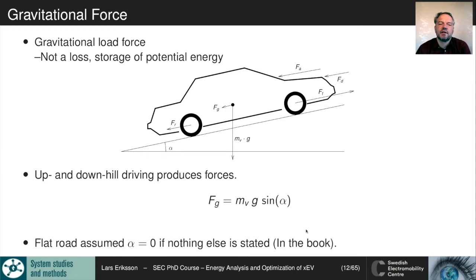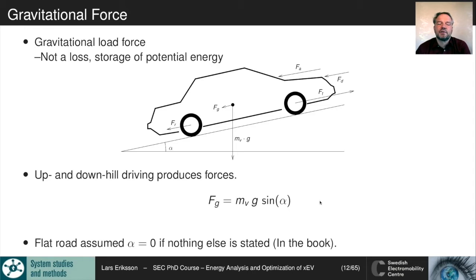In most of the book, and also in the exercises, we're assuming that we're running on a flat road, because most passenger cars are not so much influenced by the small road inclination. We see it more when we come up to the 3, 5, 6, 10% slopes where we start to see influences on the dynamics. For analyzing passenger cars in standard driving cycles, flat roads are assumed. But if you want to make a detailed evaluation, then you should also include the gravitational force, especially when you look at planning of vehicles and of heavy duty trucks traveling over highway roads.